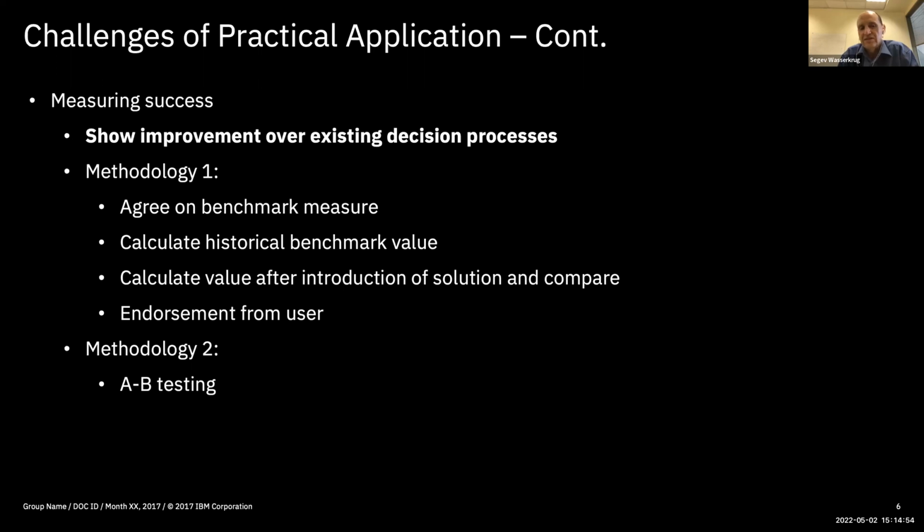And of course, that's not sufficient, because we need to try to clean out any noise. Are there any other changes that happened during that period that maybe were the ones that caused this change? And so this is also a very important point, that we need the user to sign off on this.